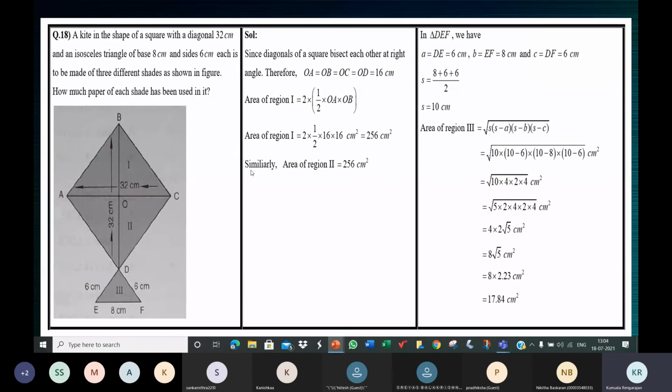I'm just pausing so that you get to read the question and understand the procedure here, so that you can ask me your doubts. You don't have to find the total area of the kite. You have to find the area of the three regions separately, because a particular shade is used for region 1, a particular shade for region 2, and a particular shade for region 3. So find the area separately and leave it. Don't add and find the total area. How much paper of each shade has been used for it?